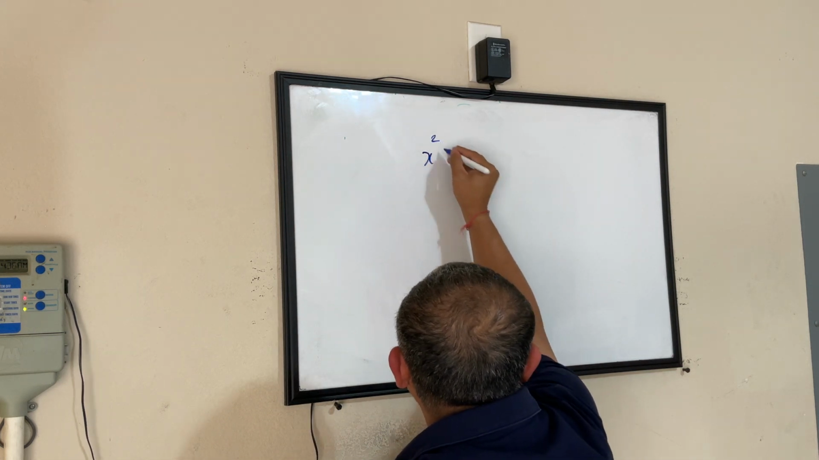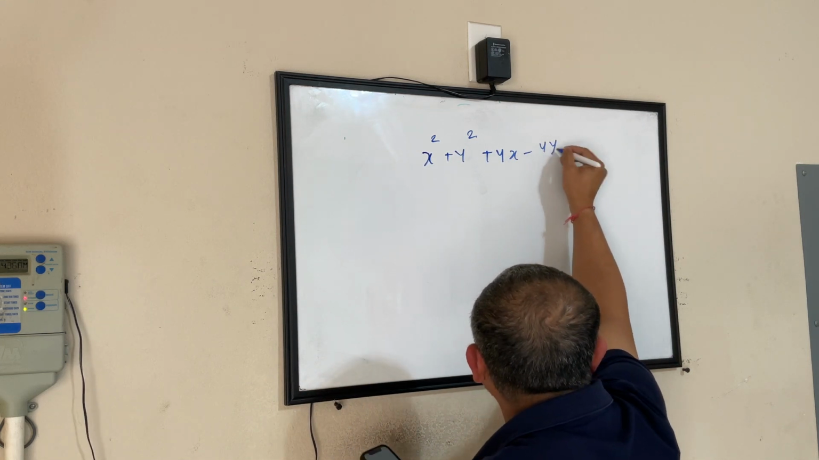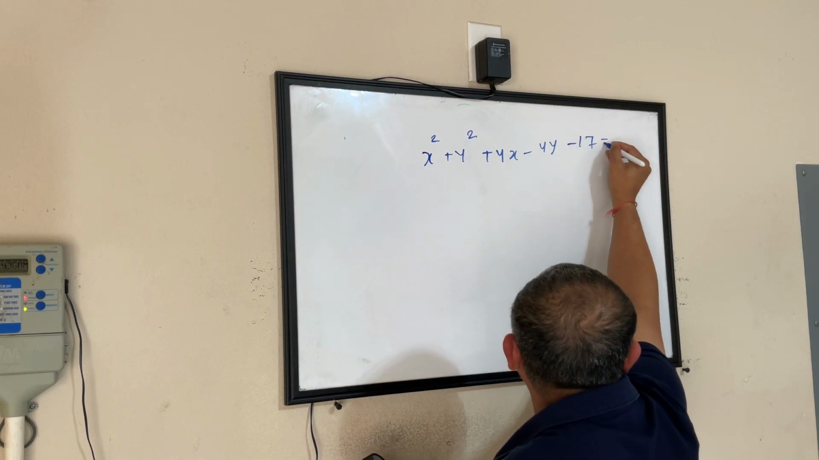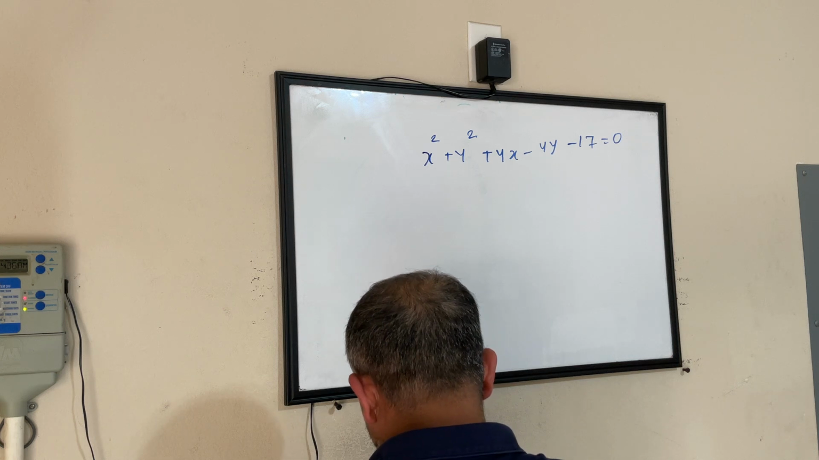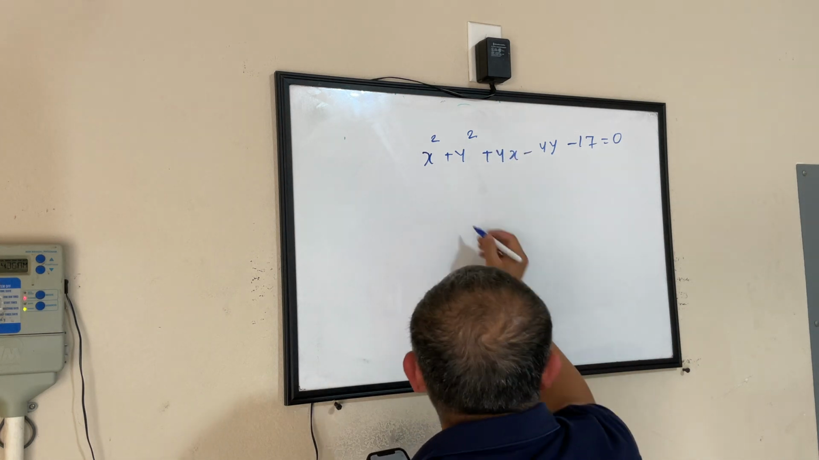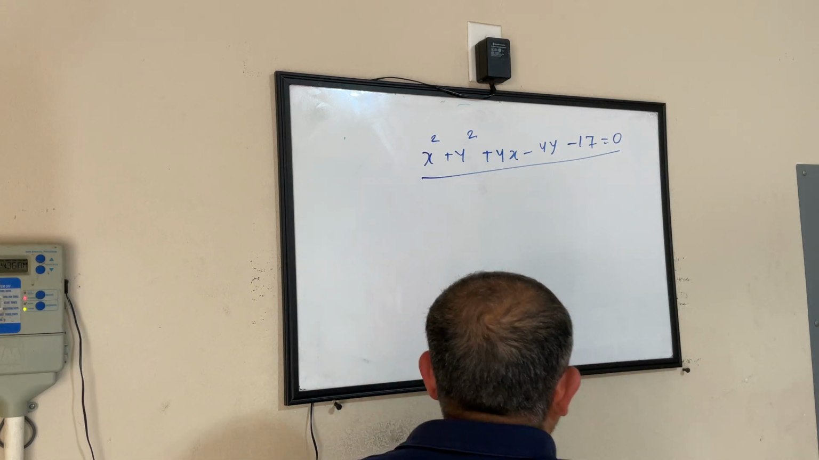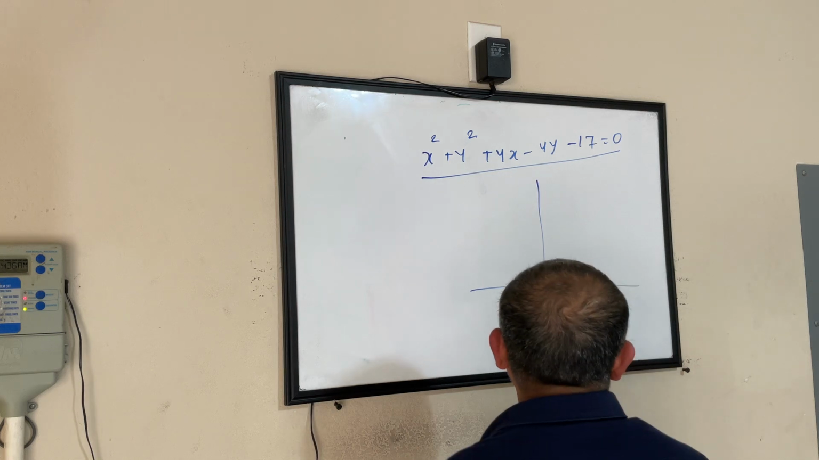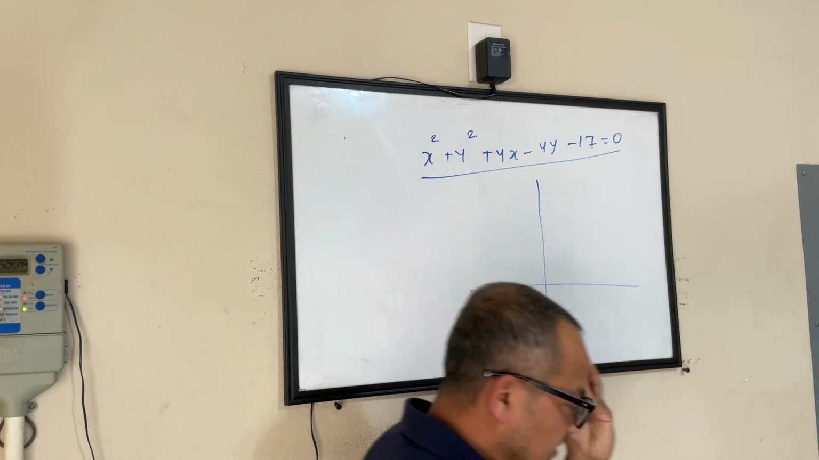Okay, we have a question. I'm reading it, I'll write it for you guys. Says, given the circle x square plus y square plus 4x minus 4y minus 17 equal to 0. Graph the circle with this. This is the only equation you are given. When it says graph the circle, meaning this is your coordinate plane, and find out what is the center, what is the radius from this equation.